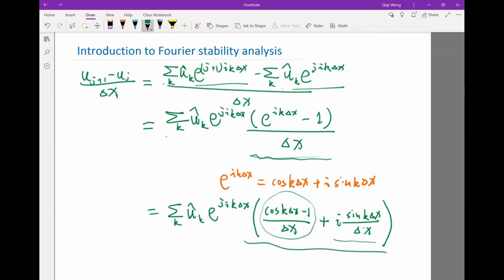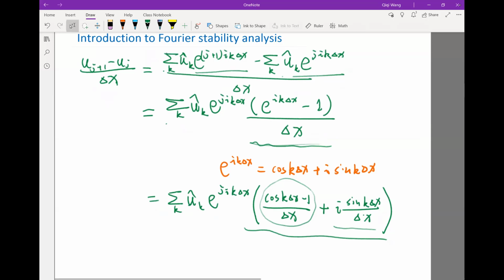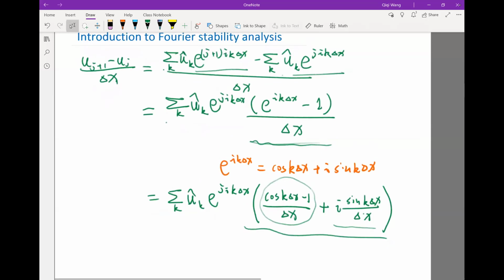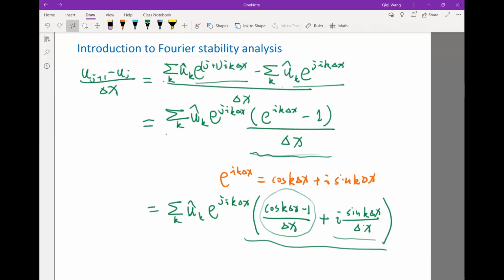And this whole thing is ik, right? If you let delta x go to very small, we still have a good approximation of the behavior of an analytical derivative when delta x is small. But this term is actually going to contribute to the stability of the discretized equation. And let's actually start to look at how it contributes.